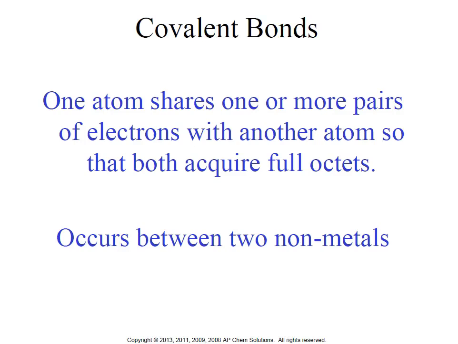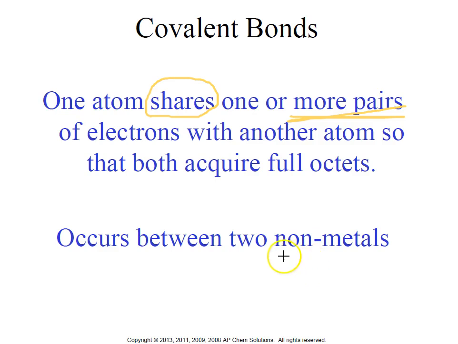Alright, so last time we focused on ionic compounds, and we talked a lot about them, and now we're going to talk about covalent compounds. So remember, in an ionic compound, the electrons were transferred, and in the covalent compound, the electrons are actually going to be shared. So in a covalent bond, one atom shares one or more pairs. So they always share in pairs. They'll either share 2 or 4 or 6 electrons with another atom so that both then have a full octet.